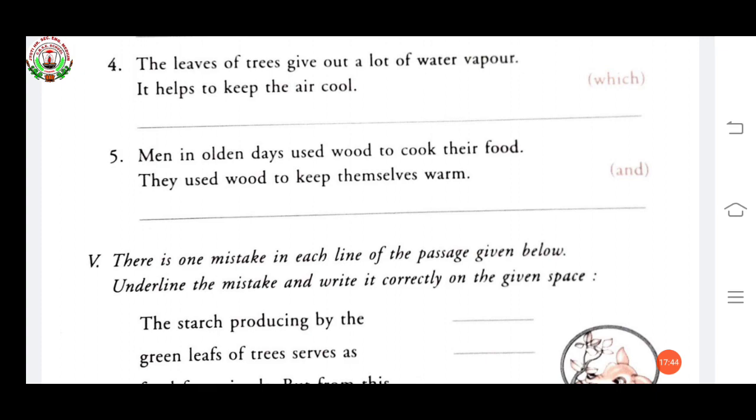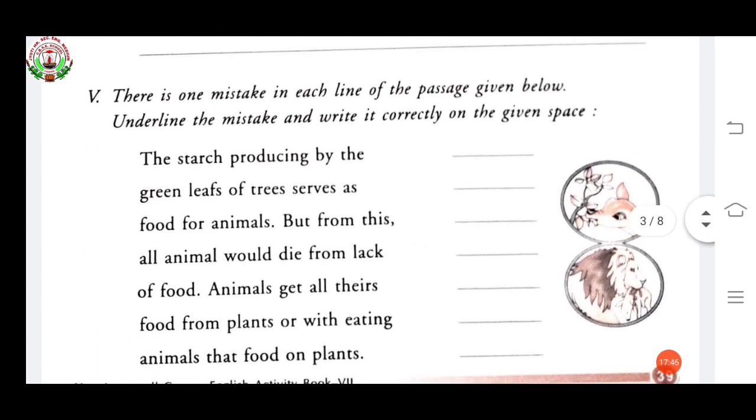Now, finish. See, the fifth exercise. There is one mistake in each line of the passage given below. Underline the mistake and write it correctly in the given space. In this exercise, remember this: you have to underline the mistake first and after that you have to write the correct word in front of it.